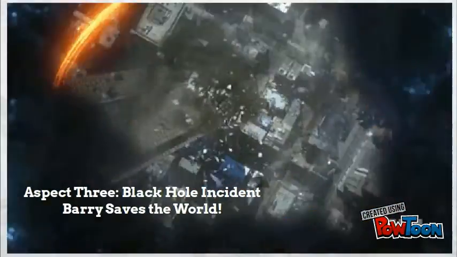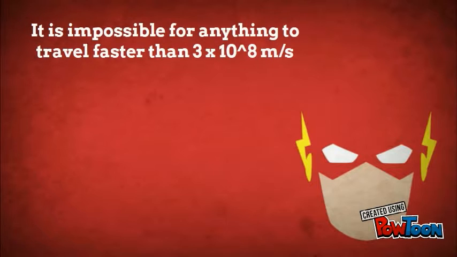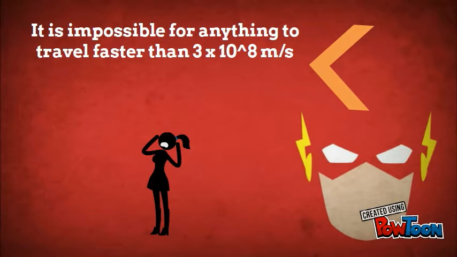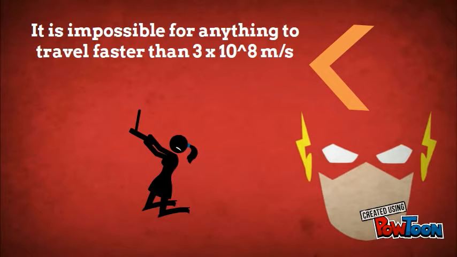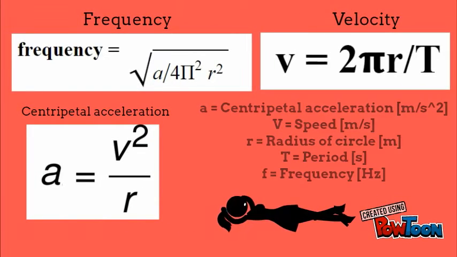The season finale shows the true power of the Flash, since he travels faster than the speed of light in a circle to stop the formation of a black hole. The laws of physics are violated because according to Einstein's theory of special relativity, it is impossible for any object to travel faster than the speed of light in a vacuum. However, the laws of circular motion apply, where we can find Barry's centripetal acceleration, velocity, and the frequency of its rotation based on these three equations.